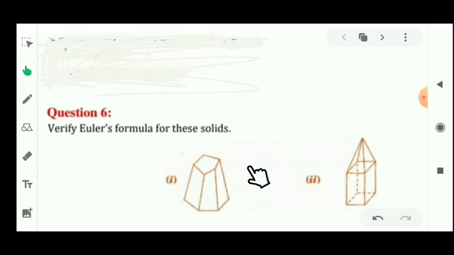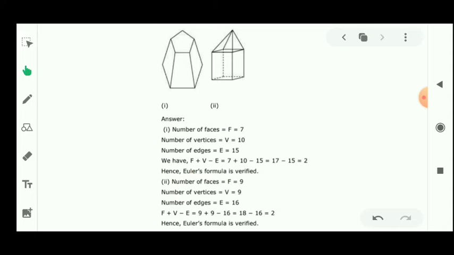Students, let's see the question number 6. Verify Euler's formula for these solids. Two figures are given in this question. Let's see the solution of this question. Students, Euler's formula is F + V - E = 2.